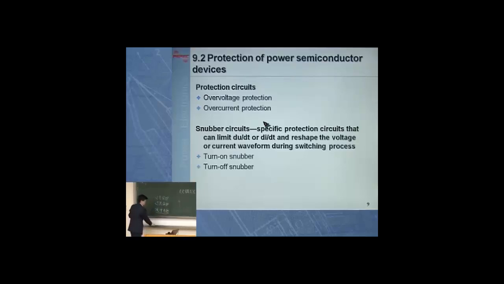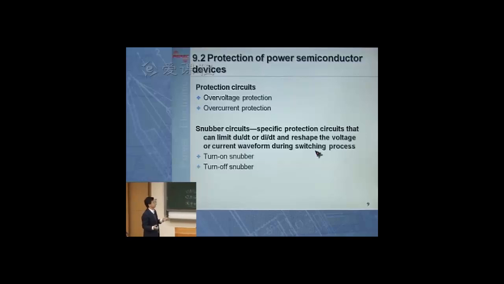Snubber circuit provides a specific protection that can limit the voltage changing rate or current changing rate and reshape the voltage or current waveform during the switching process. Okay, this is a snubber. Snubber is basically providing an extra protection for limiting voltage changing rate du/dt or current changing rate di/dt, and reshaping the voltage or current waveform during the switching process.